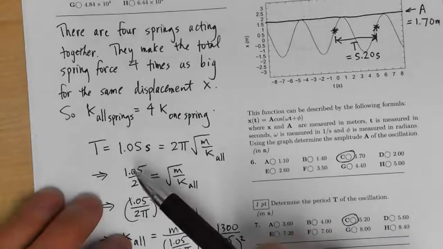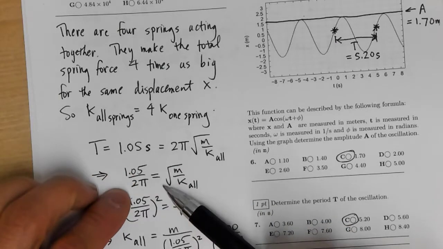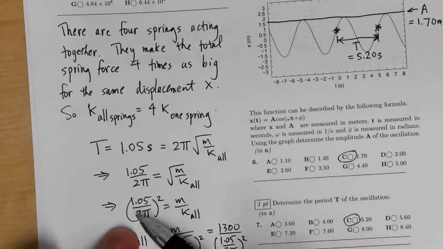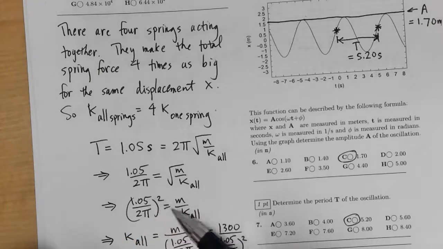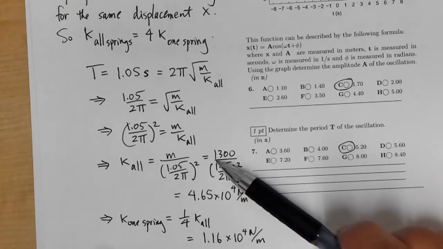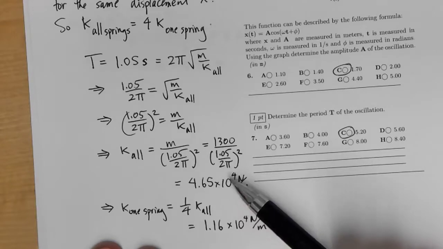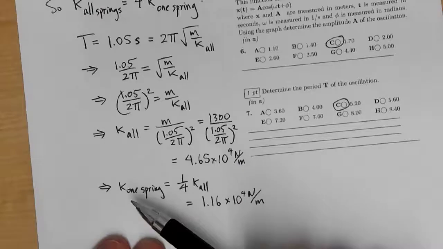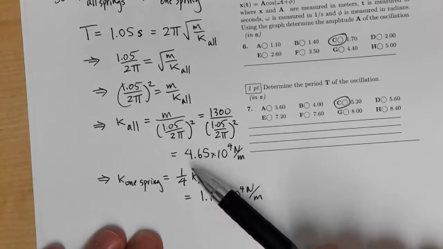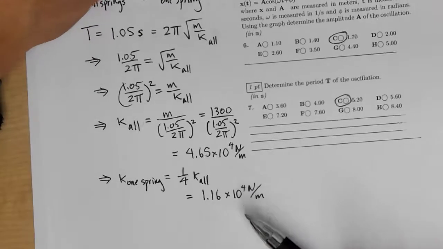And so I can now try to solve for K all. I have 1.05 divided by 2 pi equals the square root of m over K all. Square both sides, and then K all is equal to m divided by the quantity 1.05 over 2 pi, squared. I get 1,300 divided by (1.05 over 2 pi) squared, and I get 4.65 times 10 to the 4th. Now for the spring constant of one spring, that's 1/4 of the spring constant for all of them, that comes to 1.16 times 10 to the 4th newtons per meter.